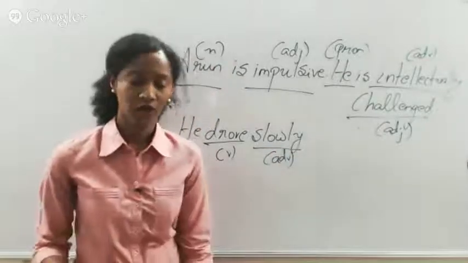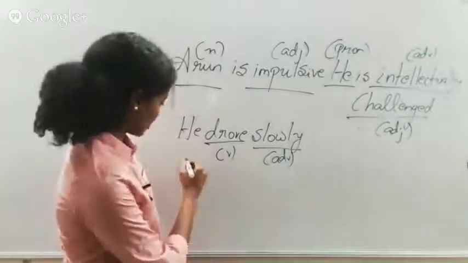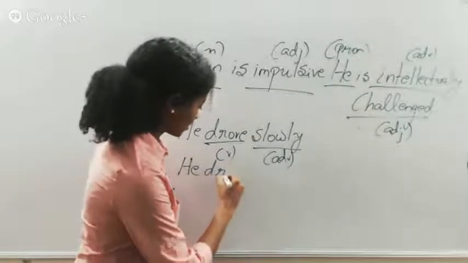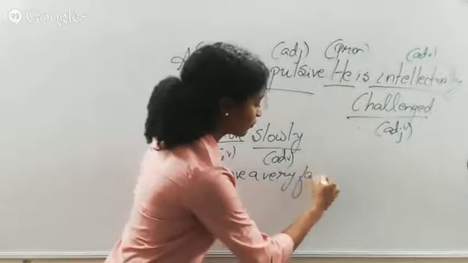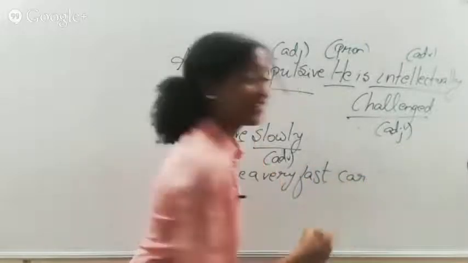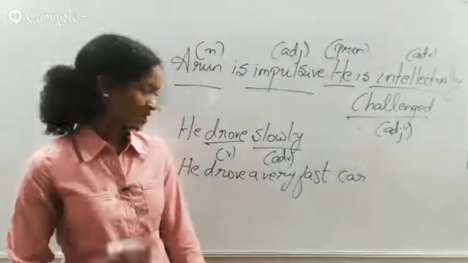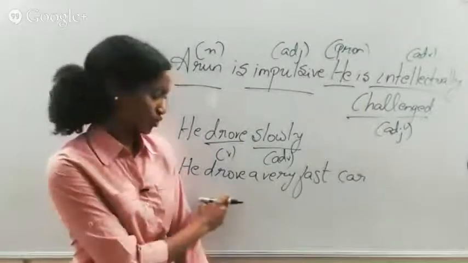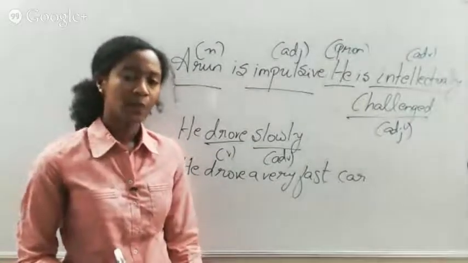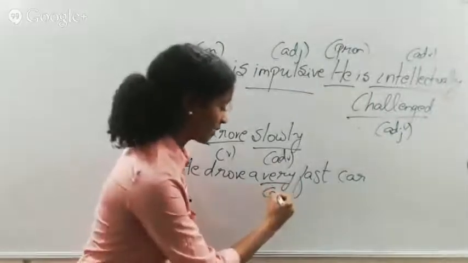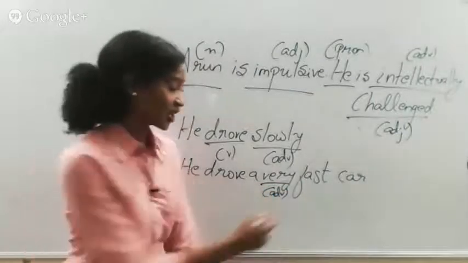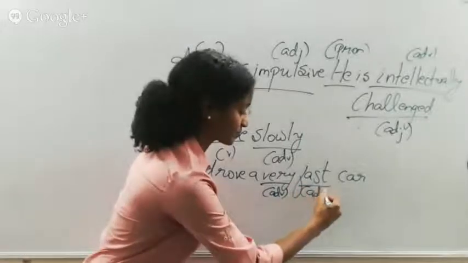Let's look at one more sentence. He drove a very fast car. In this sentence again my action word is drove. So how fast did he drive the car? Very. Again, this is my adverb modifying the adjective fast.